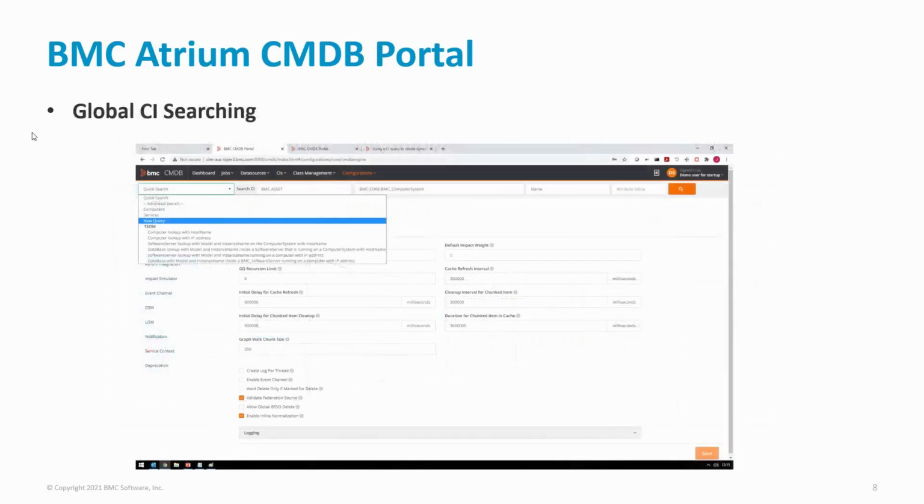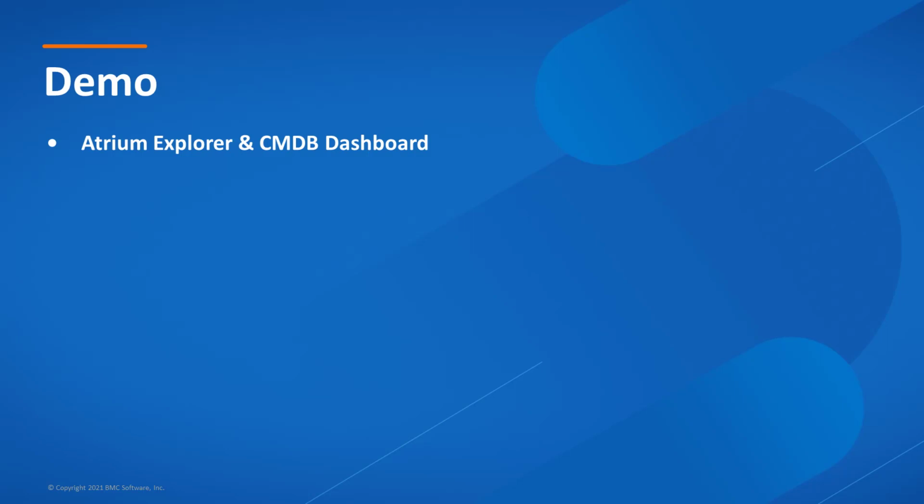The global CI search gives the ability to search for CIs or group of CIs in any part of the console, whether it's from the dashboard, the job consoles, the class manager, or the configuration console. We'll now go through a quick demo of the components covered so far.